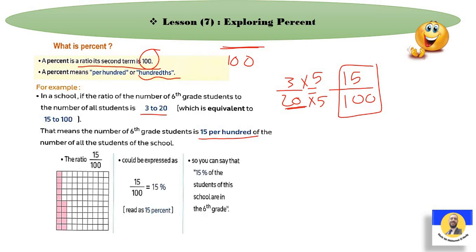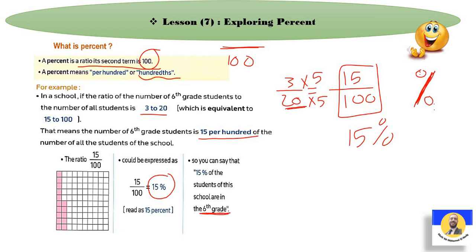طيب ايه بقى يا مستر برضو البرسنت؟ طالما عرفنا ان هي 100 هنحولها change into 15 over 100 into 15%. تلاقي ان الساين بتاعتها لاين وهنا في 2 zeros كأنها شبه ال 100 بس ده لاين وفي 0 0. اللاين ده كأنه pair وهنا كأنهم 2 zeros. It's called 15%. يبقى ال 15 over 100 we change into 15%. Okay? So you can say that 15% of the students of the school are in the 6th grade.